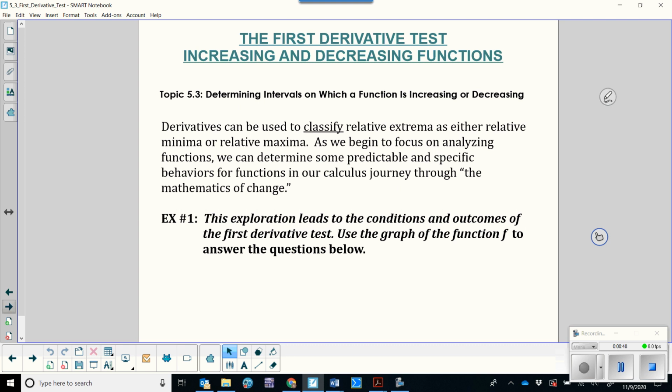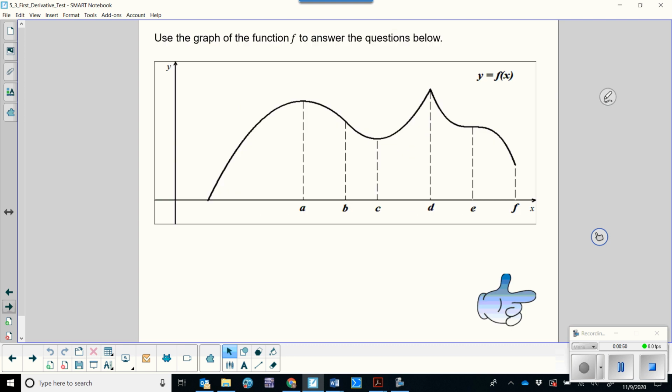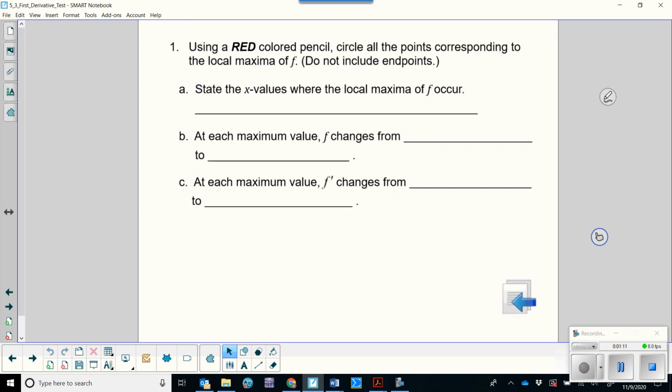Okay, so on this exploration that we're going to have, you might need to pause the video if you don't have your stuff with you, but you're going to use some colored pencils here to fill this in. So get your bag of stuff out where you've got colored pencils in there, and we're going to answer some questions here using different colors so that we kind of color code that. So the first thing that it asks us to do, again, just pause if you need to go get whatever you need. First thing it says, use red, and circle all the points corresponding to a local maxima of f, not including any endpoints.